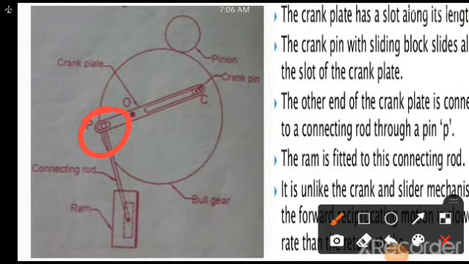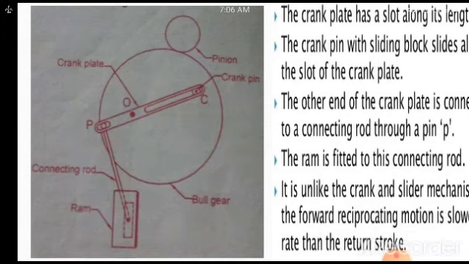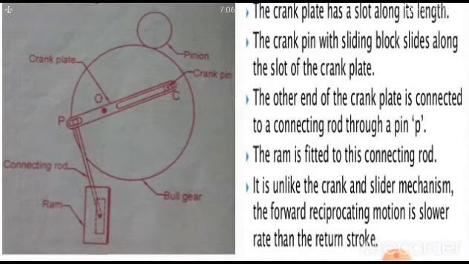Now the other end of the crank plate is in connection with the pin P. The ram is fitted to this connecting rod. So through the connecting rod, there is a fitting of the ram. Now the rotation of the bull gear will create a motion in either direction to the ram.